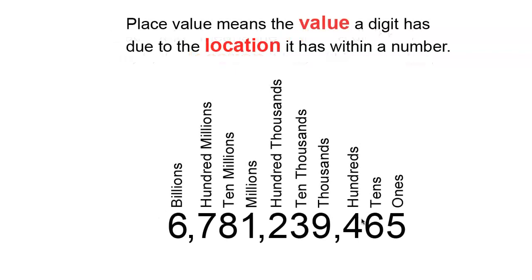Here are the names of the place values in American English. Notice the ones, tens, hundreds, thousands, 10,000s, 100,000s, millions, 10 millions, 100 millions, billions, and so forth. Each place value represents a group. For example, the tens column represents the number of groups of 10. In this number, there are 6 groups of 10. Similarly, there are 4 groups of 100.